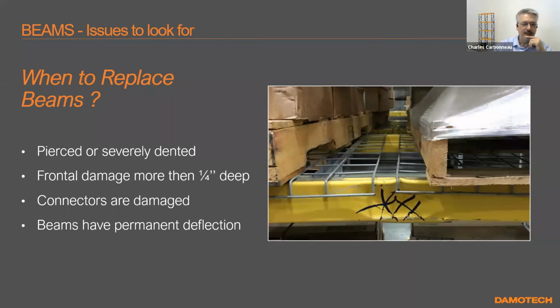Frontal connectors, if they're damaged, like I said, replace them. And if there's a permanent deflection, that would mean it's been loaded. When you remove the pallets, it's still doing like 1/4 inch sagging. That's a sign that it's been overstressed. Just replace the beam.